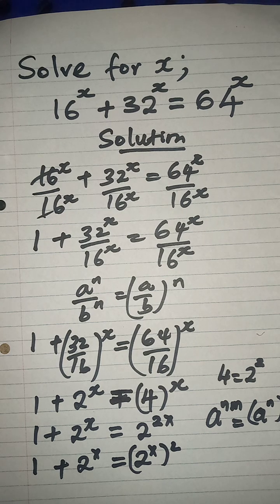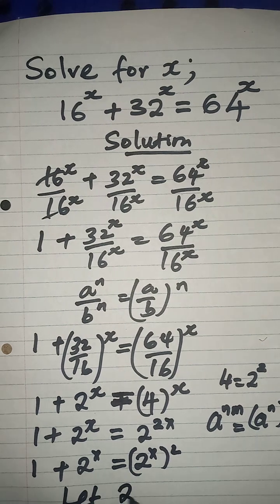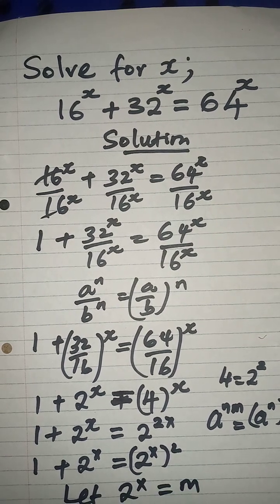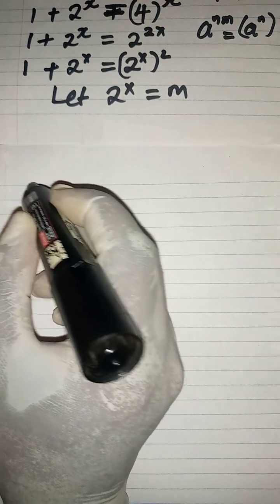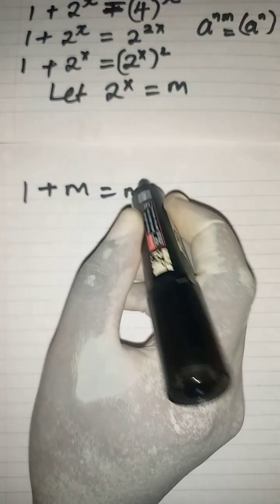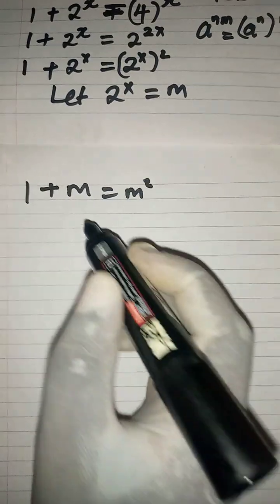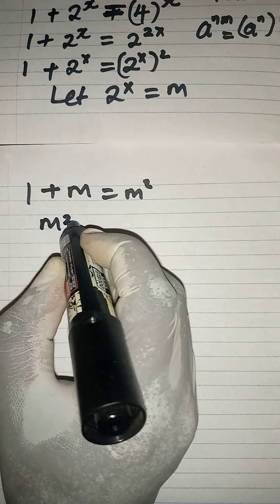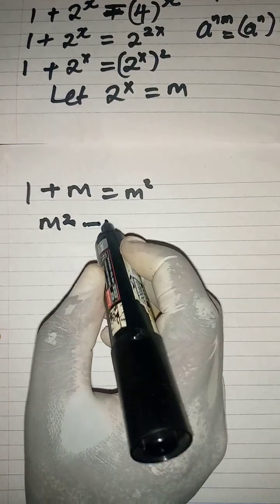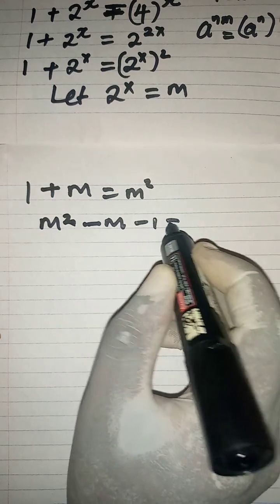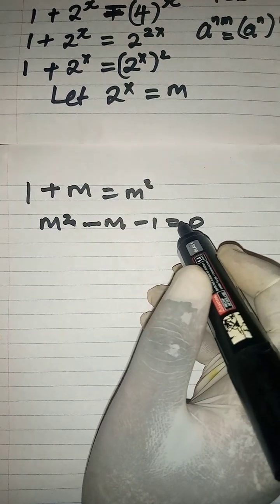Well, I can let 2 raised to x be a letter. I'm going to call it m. So 2 raised to x is equal to m. When I replace it here, I'll have 1 plus m is equal to m squared. Rearranging it to form a quadratic equation, we're going to have m squared minus m minus 1 is equal to 0.